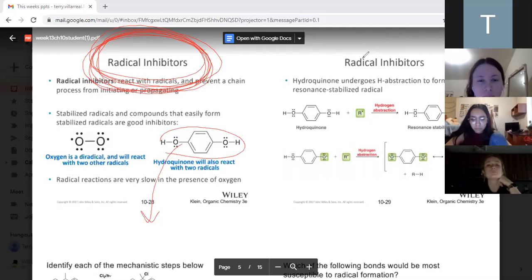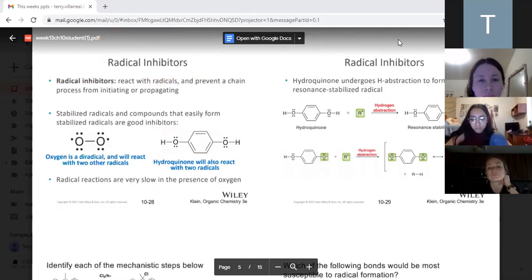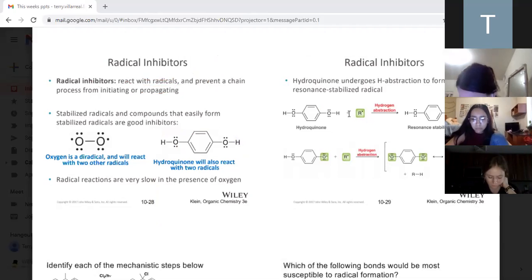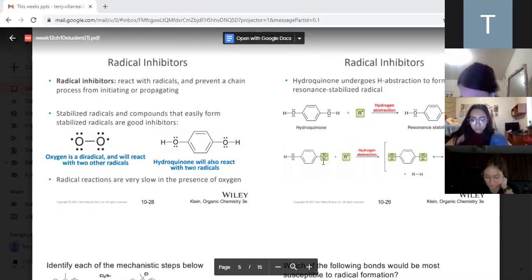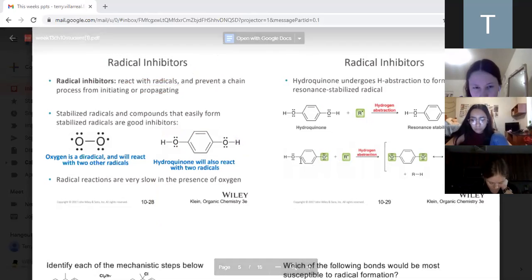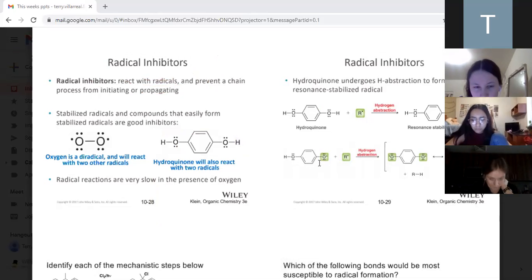So when we think about how inhibitors work, just looking on the right side of this slide, you can see that when my radical comes in, it takes this hydrogen from hydroquinone, right? It does a hydrogen abstraction. Now this has this radical. Now this is stabilized by what? Resonance, right? So it's a little less reactive because now it has resonance stabilization.